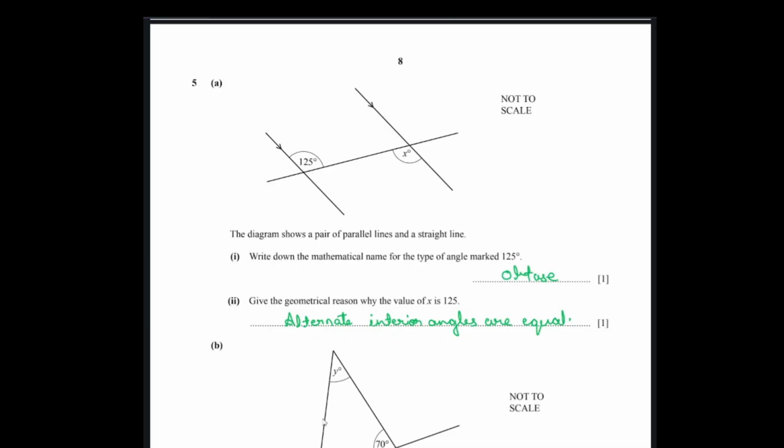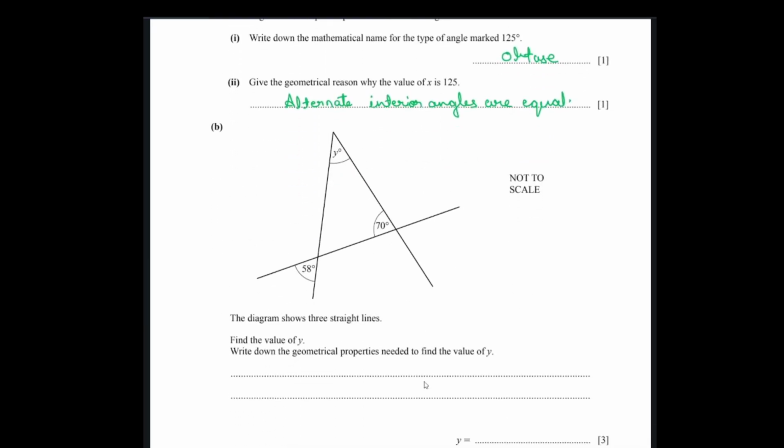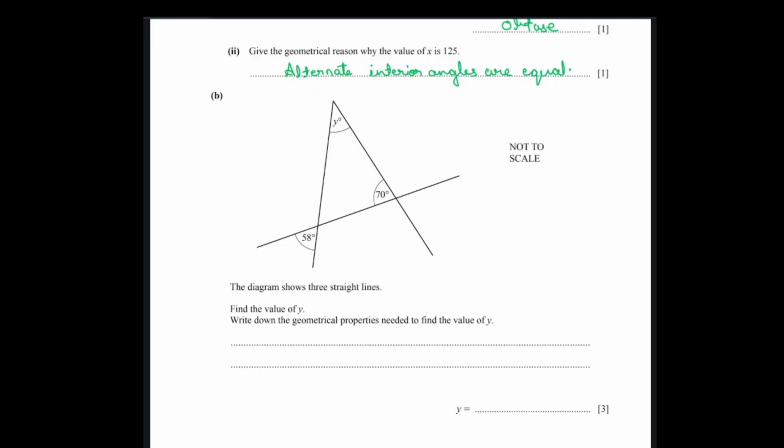This is the reason. Question number B. There is again a diagram given. Now here the diagram shows 3 straight lines. So this is a straight line, this is a straight line, and this is a straight line. But when you see, this is a triangle. Find the value of y.